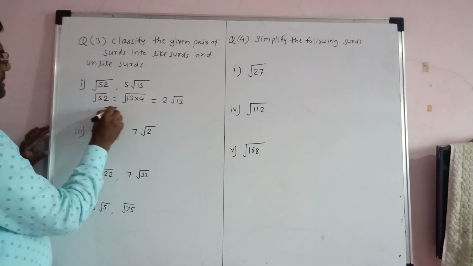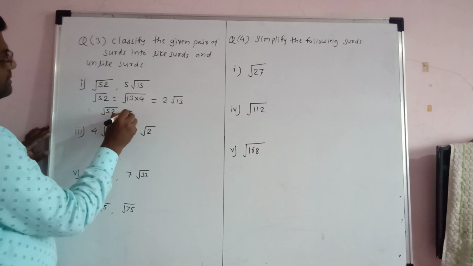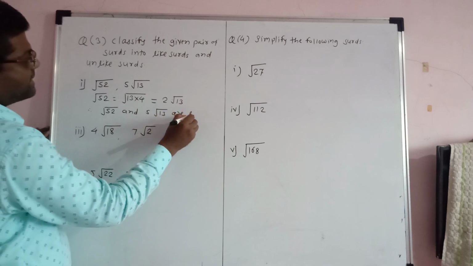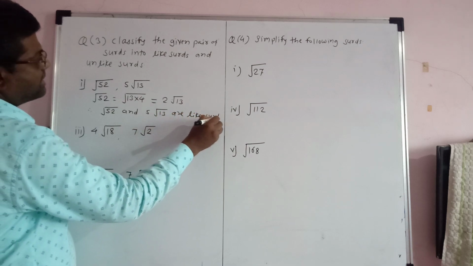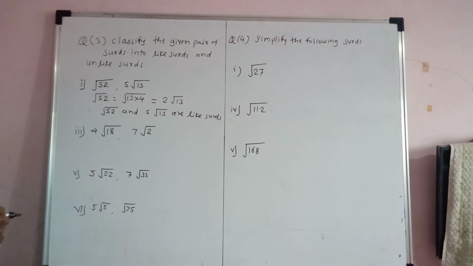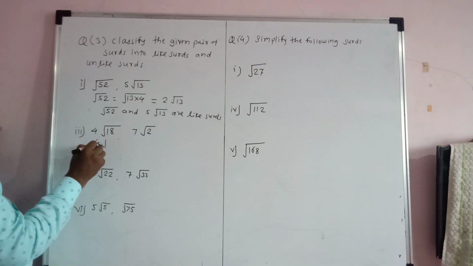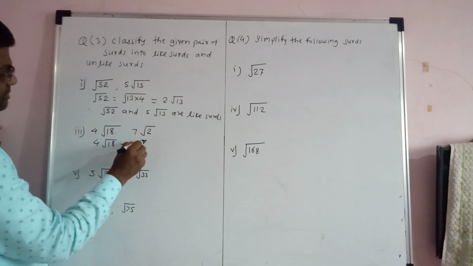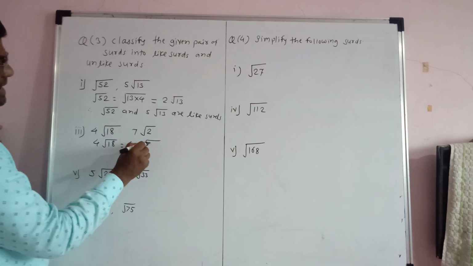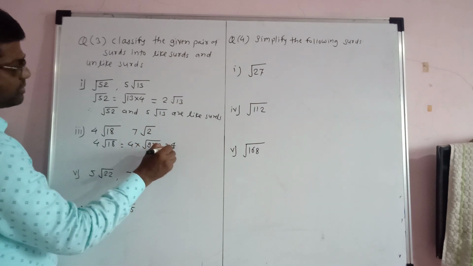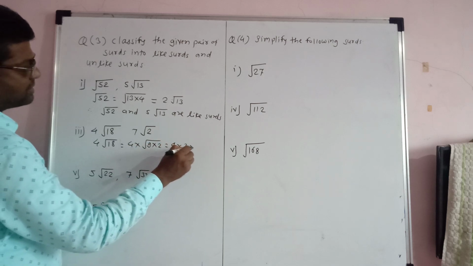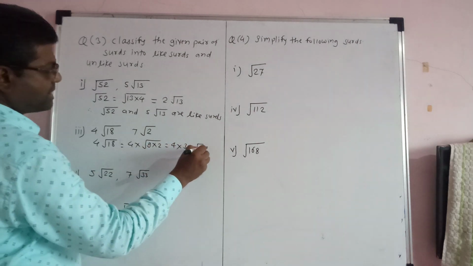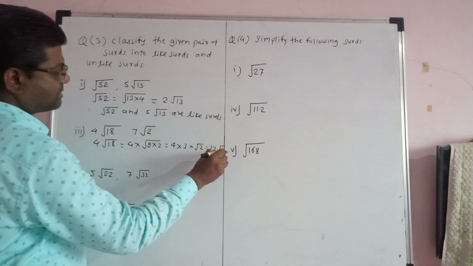Therefore we write root 52 and 5 root 13 are like surds. Now here 4 root 18. 4 into root 18 can be written as 4 into square root of 9 into 2, which is equal to 4 into 3 into root 2. 4 into 3 is 12. It will be 12 root 2.